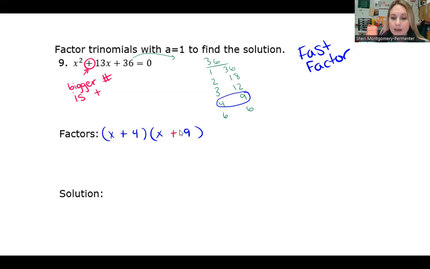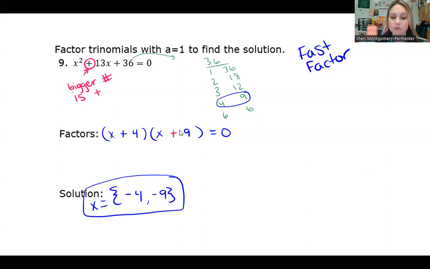So if these are my factors, what are my solutions? -4 and -9. Do they have to be in that order? No. It doesn't matter if the -9 is written first. You should know that it is x equals.